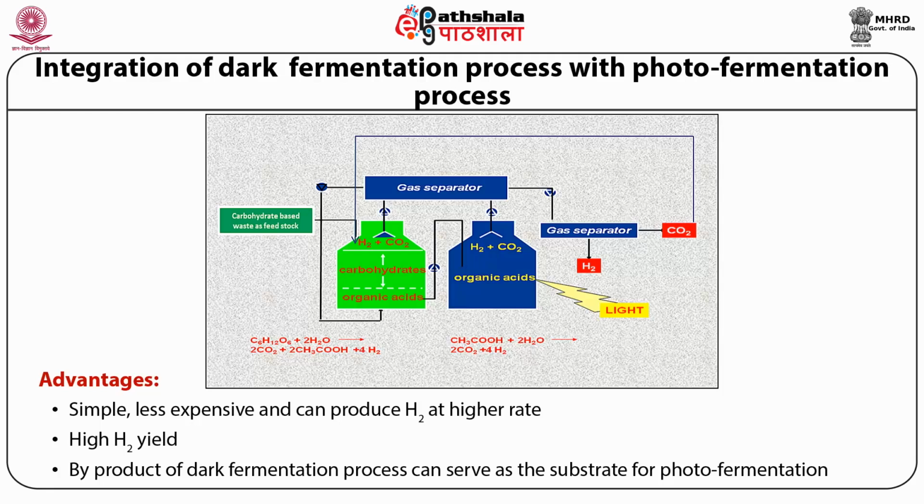So the overall hydrogen production from the starting substrate of the dark fermentation process can be increased. And by integrating these two processes, a maximum hydrogen yield efficiency of 12 moles of hydrogen per mole of glucose can be obtained, which is theoretically possible. These are the main advantages of this process.